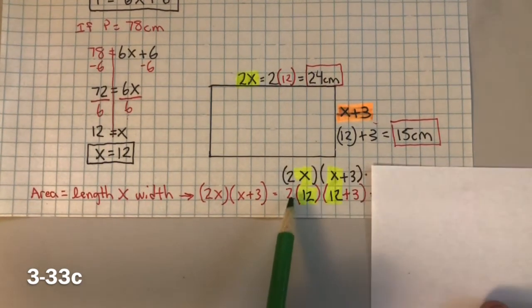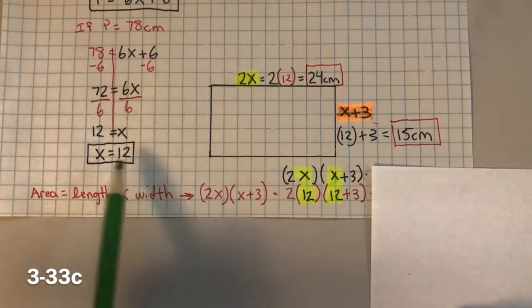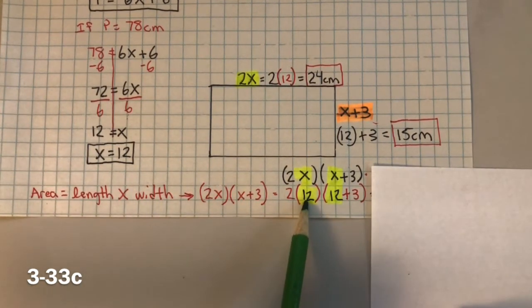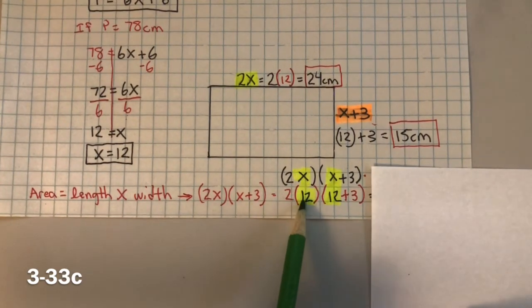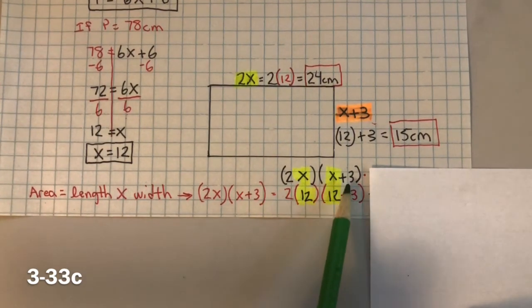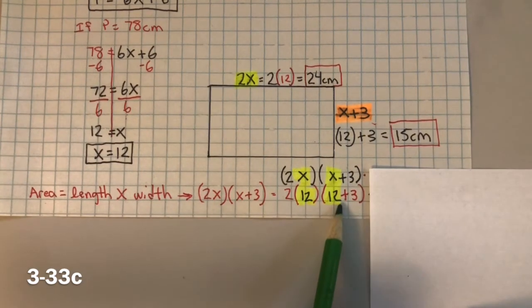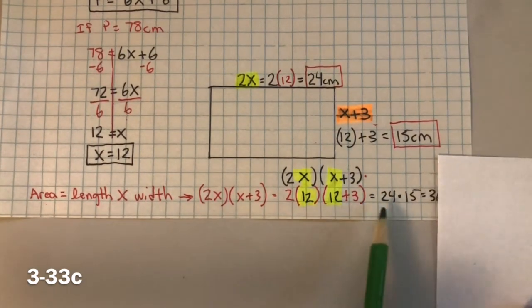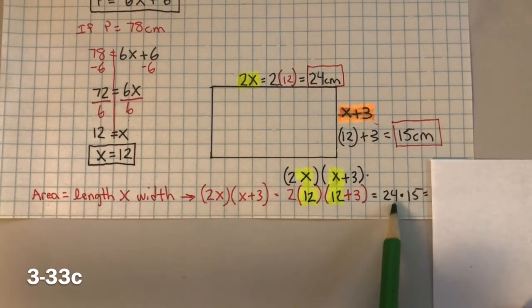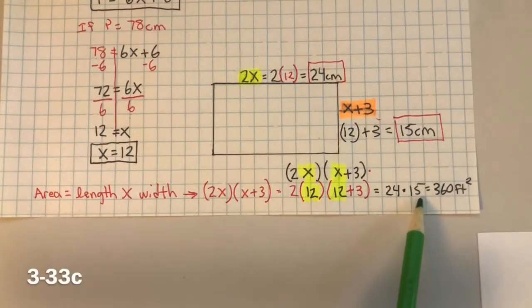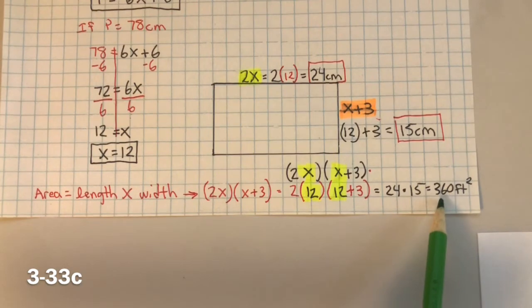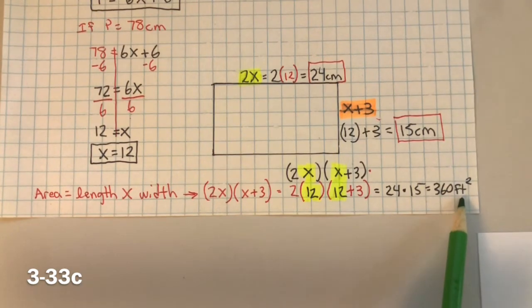And we know that the value of x is 12 from the previous problem. So now we have 2 multiplied by 12, and x plus 3, 12 plus 3, is 15. So 2 times 12 is 24, 12 plus 3 is 15. 24 multiplied by 15 does equal 360 square centimeters.